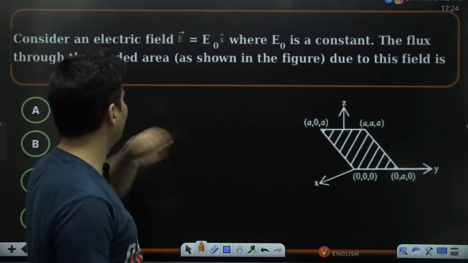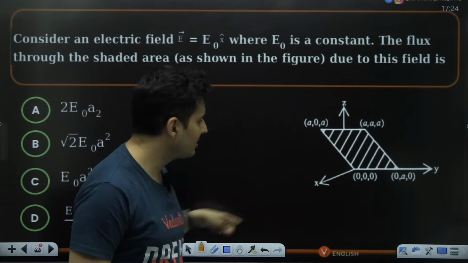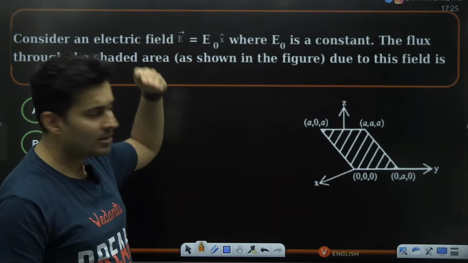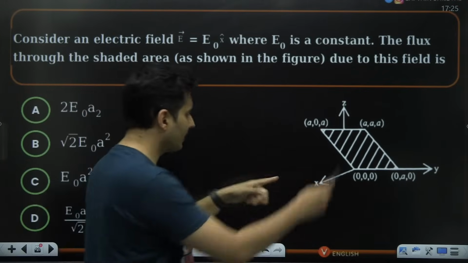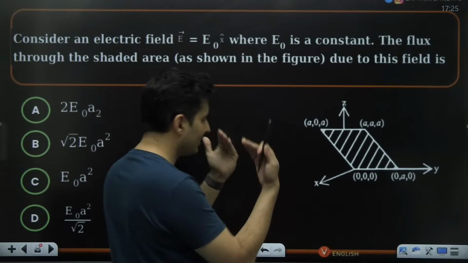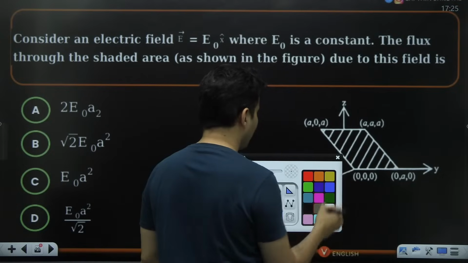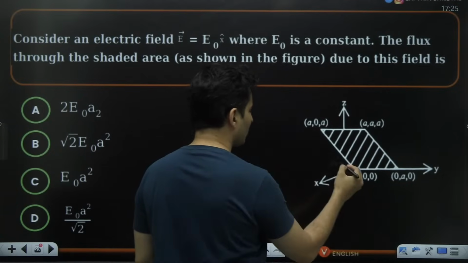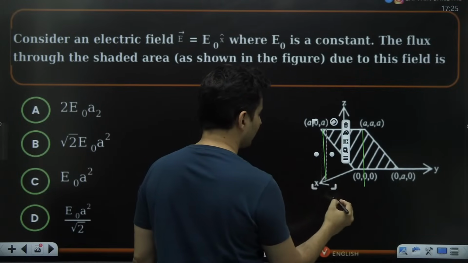Next question, consider an electric field which is going in the X cap, means I cap, that means this direction. And there is a slanted area as shown. Find the flux through this. Okay, electric field is going here. So this is a slanted figure. So I will visualize this in a slightly three-dimensional diagram. So it will be easier for me. So observe this. I'll just draw a few lines like this.